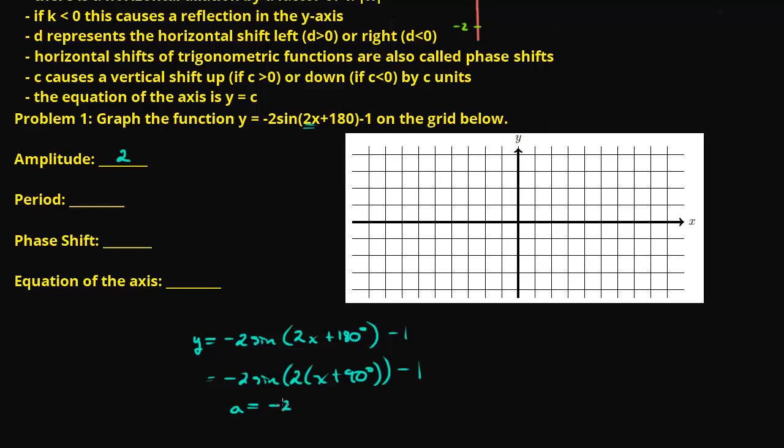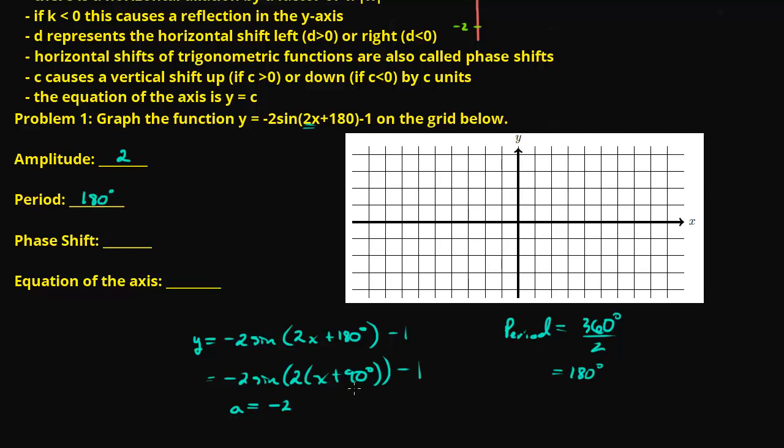Here we have to perform a reflection about the x-axis and a vertical stretch, since the amplitude is 2. Our period, if we think about this, we have a horizontal compression by a factor of 2, or by a factor of a half. So our period is going to be equal to 360 degrees divided by 2, which is 180 degrees.